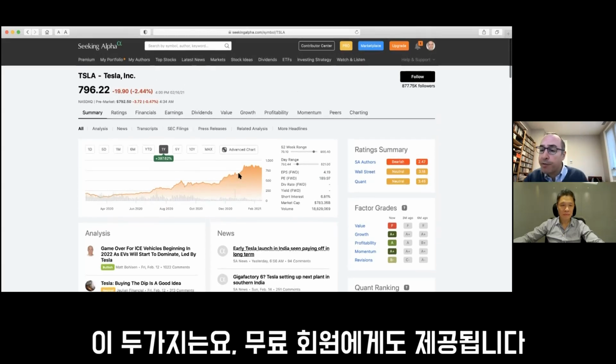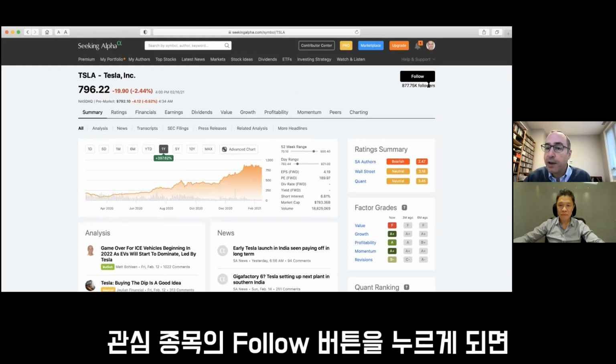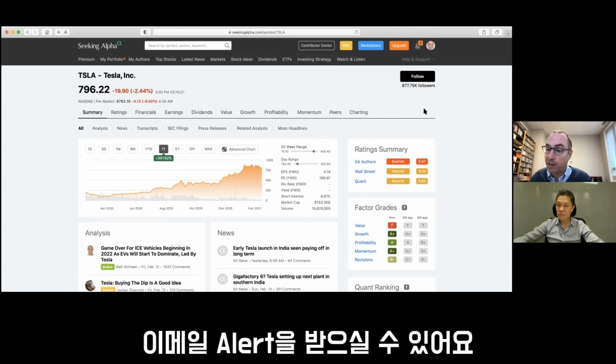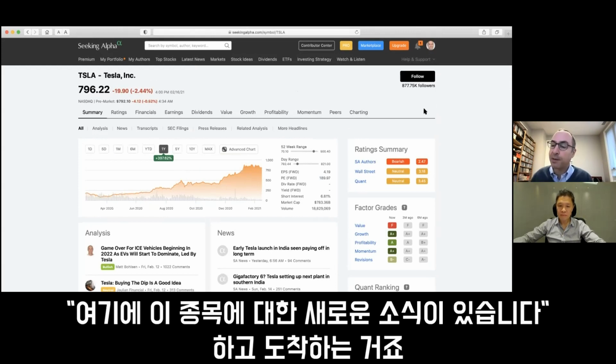And you can get both of these if you sign up for Seeking Alpha for free as well, and you put your email address in. If you follow a stock on Seeking Alpha, you have the option to get email alerts. And every time there's a new news story on the stock or a new analysis article about it, you'll get an email saying, hey, there's something new on the stock. Here it is. All right.